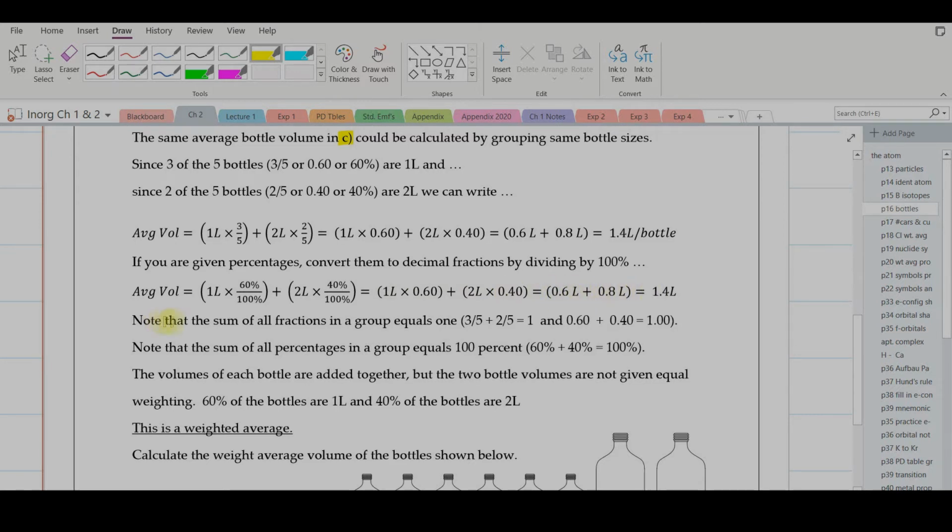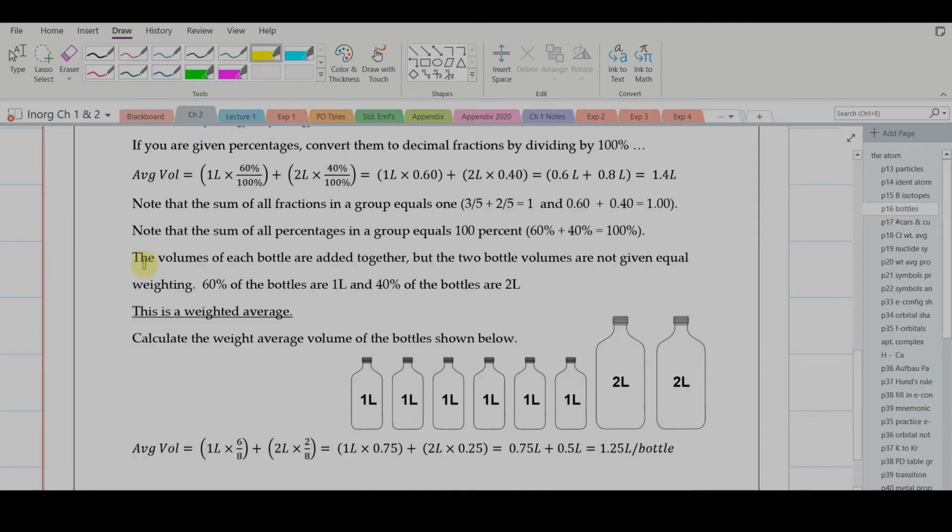You want to note that the sum of all fractions in a group equals 1, 3/5 plus 2/5, 0.6 plus 0.4, just like the sum of all percentages in a group must equal 100%, 60% plus 40%, and so on. In this form of calculation, the volumes of each bottle are added together, but the 2 bottle volumes are not given equal weighting. 60% of the bottles are 1 liter, and 40% are 2 liters. That's called a weighted average calculation.